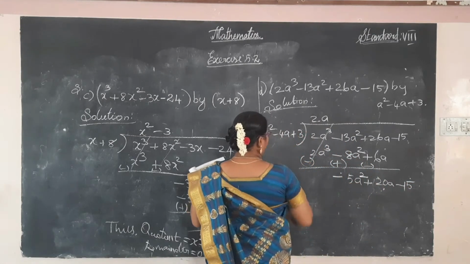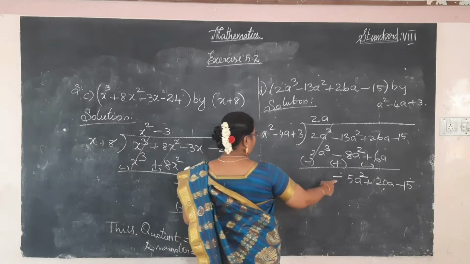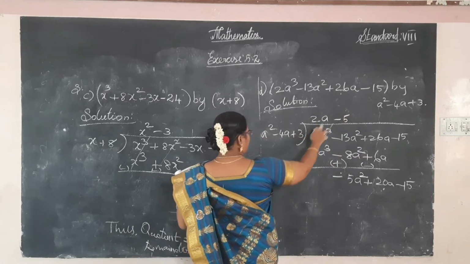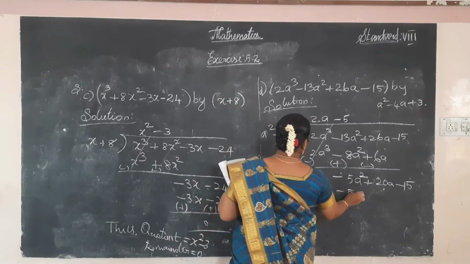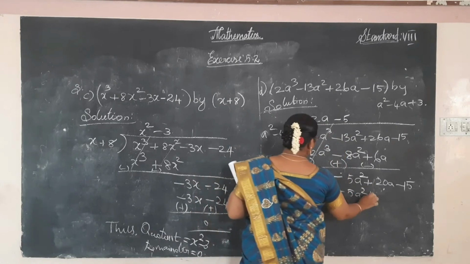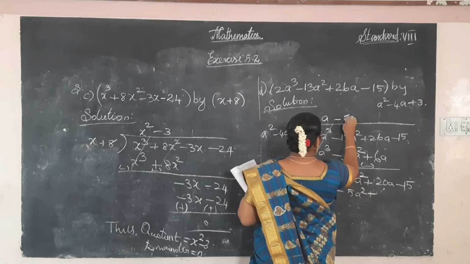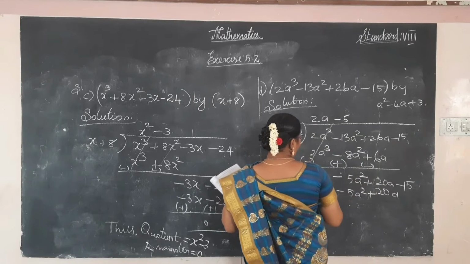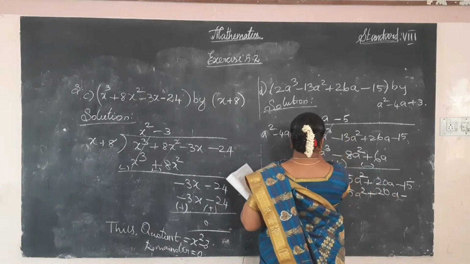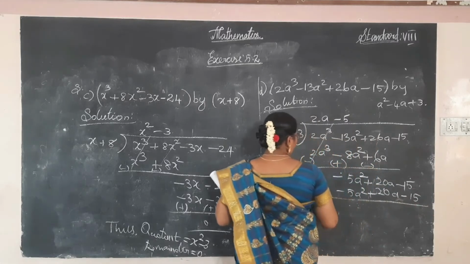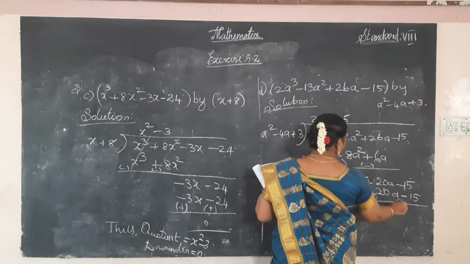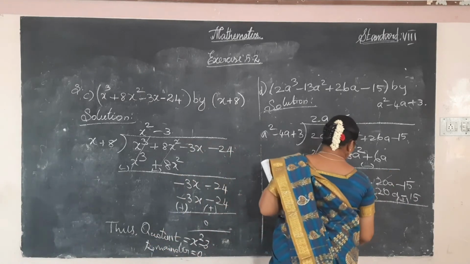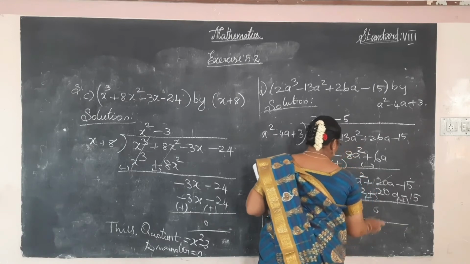So divide the first term by the first term of the divisor. What we get? Minus 5. Multiply minus 5 by each term of the divisor. Minus 5 into a square, minus 5a square. And minus into minus, plus; 5 4s are 20a. And minus into plus, minus; 5 3s are 15. So change the sign, that is the additive inverse of the second term. So the terms will be cancelled, the remainder is 0.